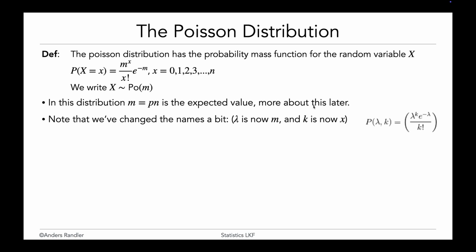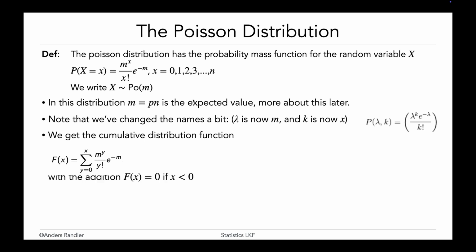And this m or lambda is the average success rate. And of course, to get the cumulative distribution function, it works exactly the same. You just add all the cases. So if I want to know the probability that x will be less than or equal to 2, I will just add the cases where x equals 0, 1, and 2, and then I'm done. So that's the cumulative distribution function.